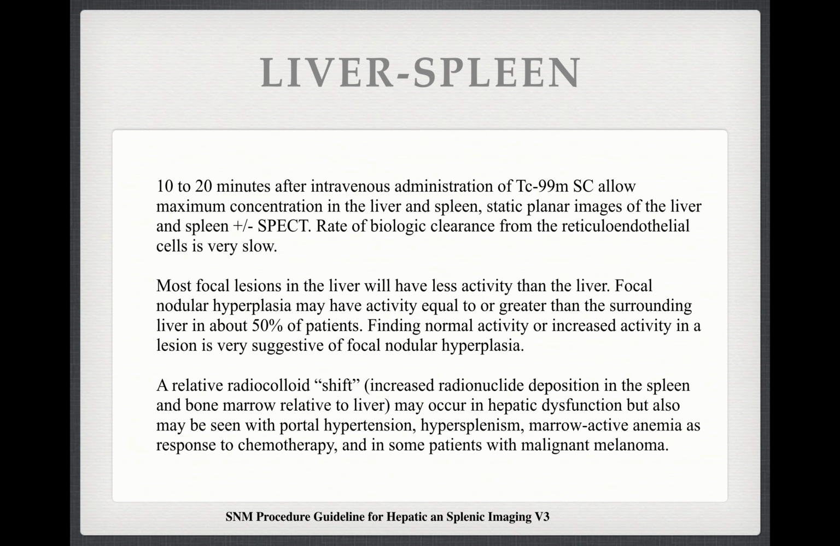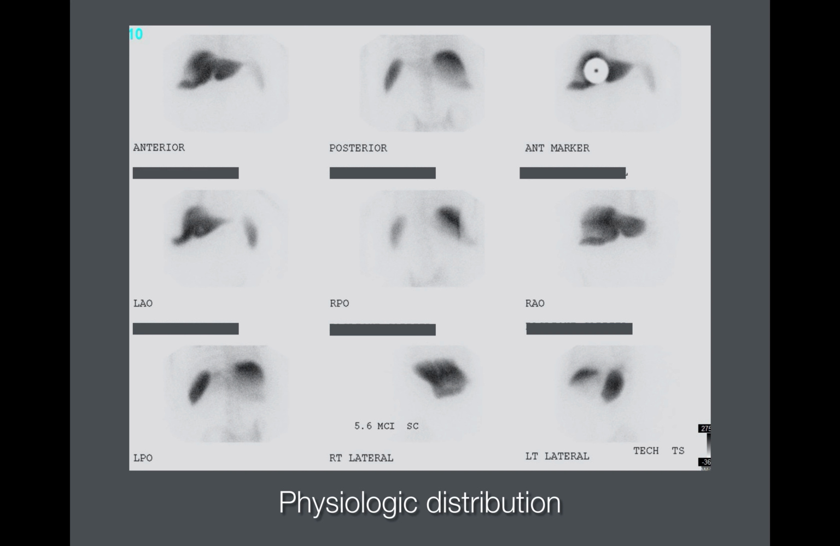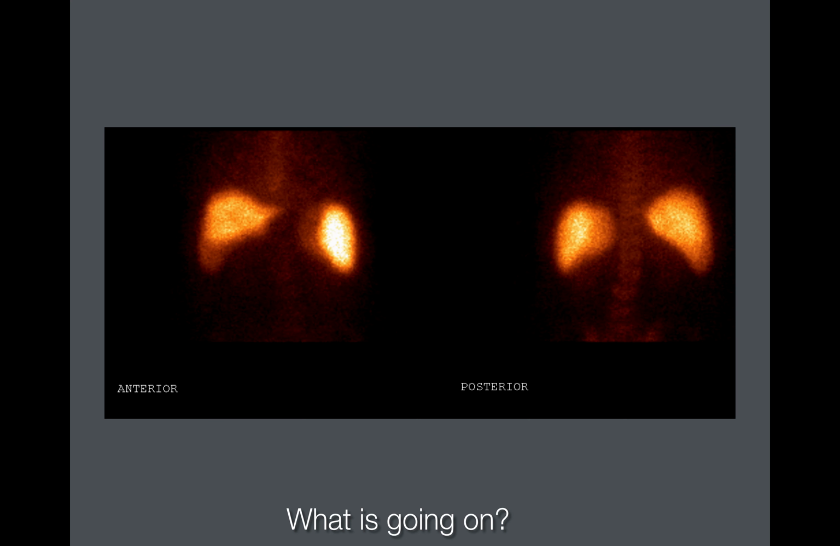This is a normal physiologic scan where we see liver as the brightest organ, spleen, as well as faint uptake in the marrow. This is abnormal, and I'm sure all of you really quickly recognize that spleen is brighter than the liver, so this is colloid shift indicative of liver dysfunction. This is a priceless case. I suspect it's pretty difficult to find one of these days in real clinical practice.